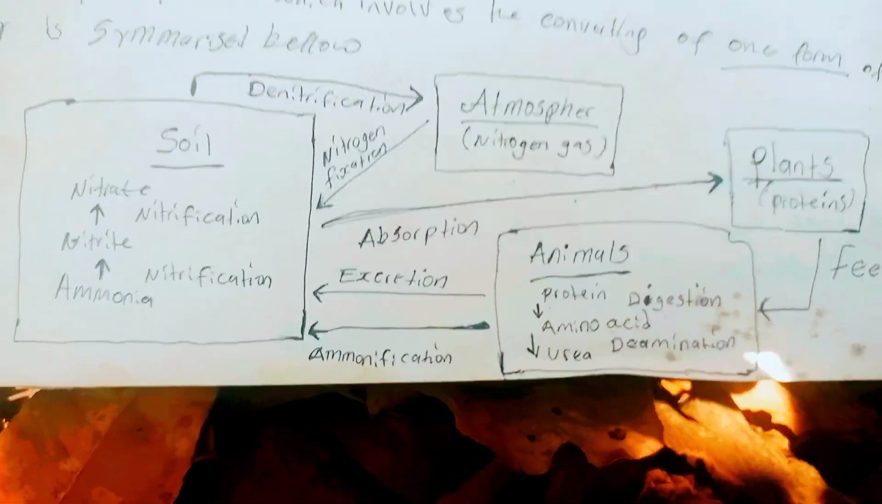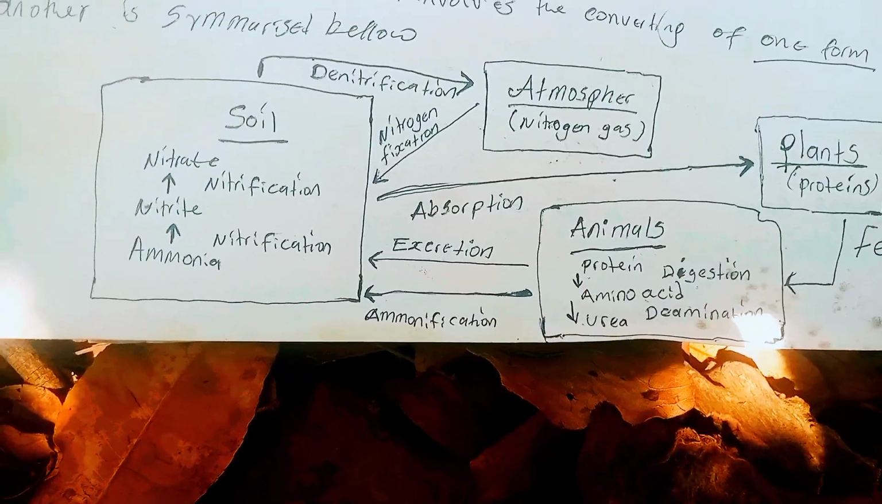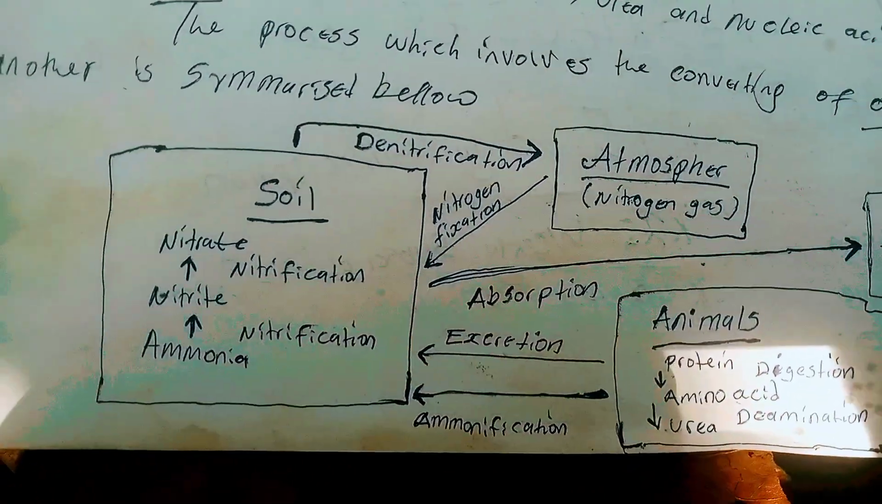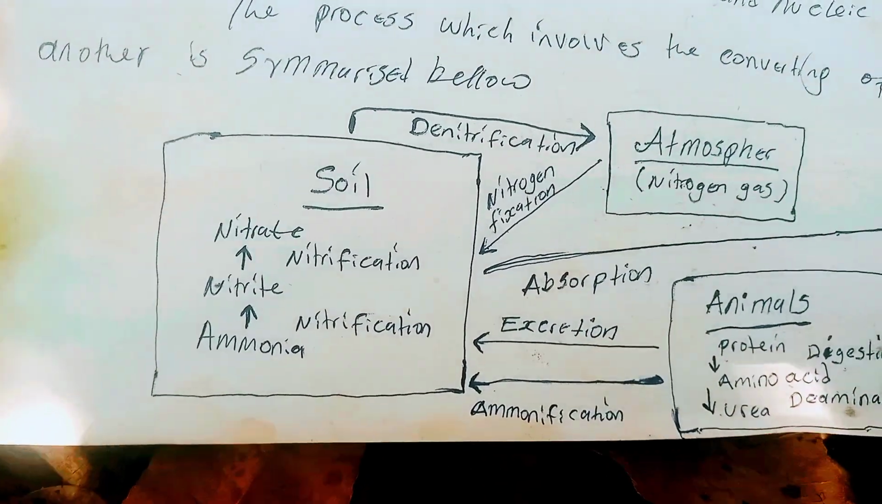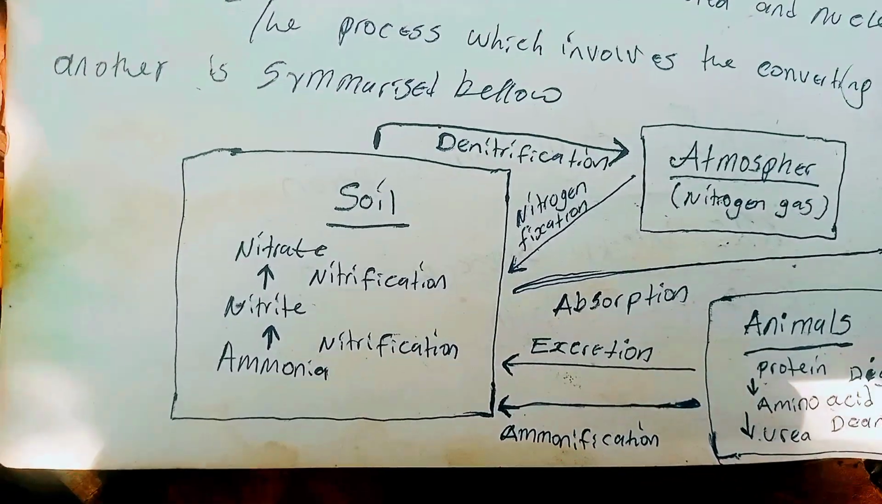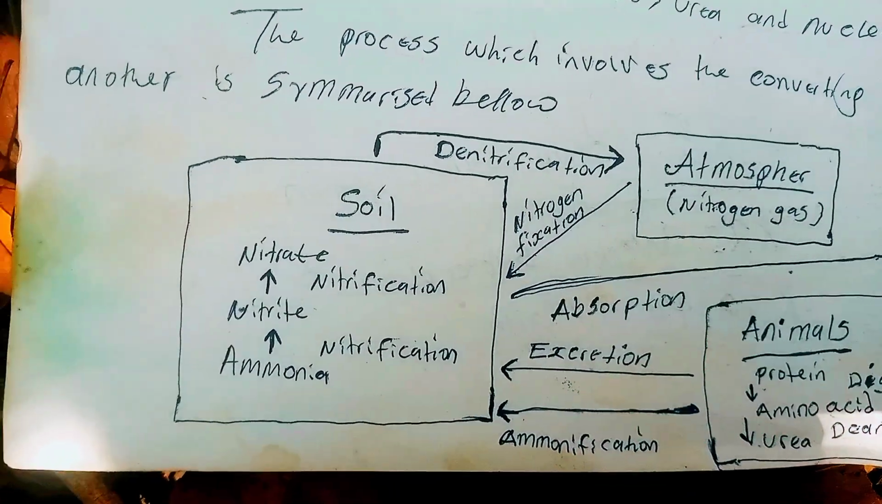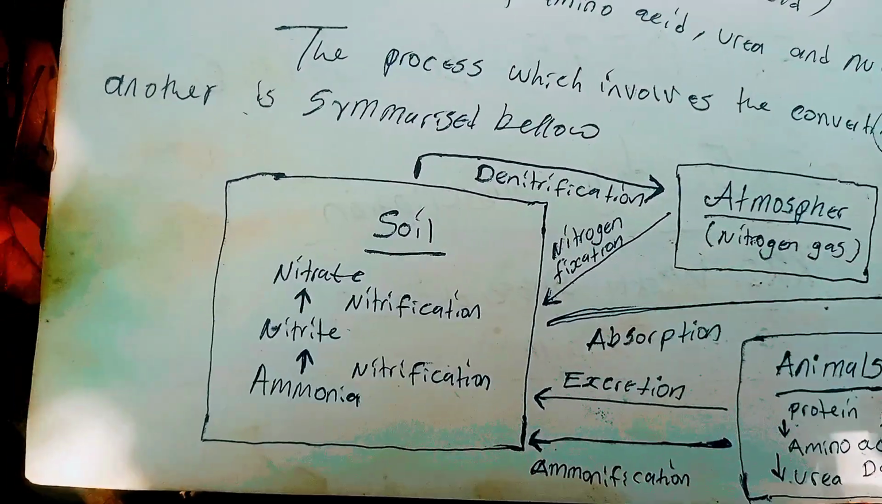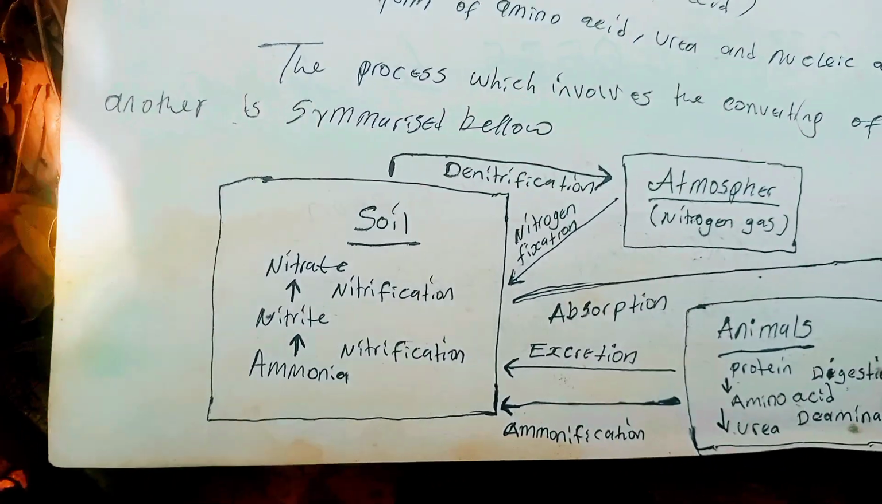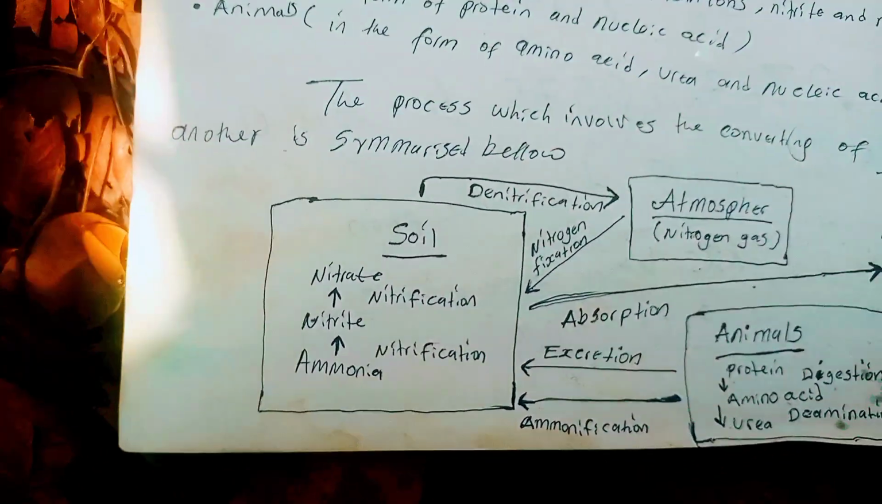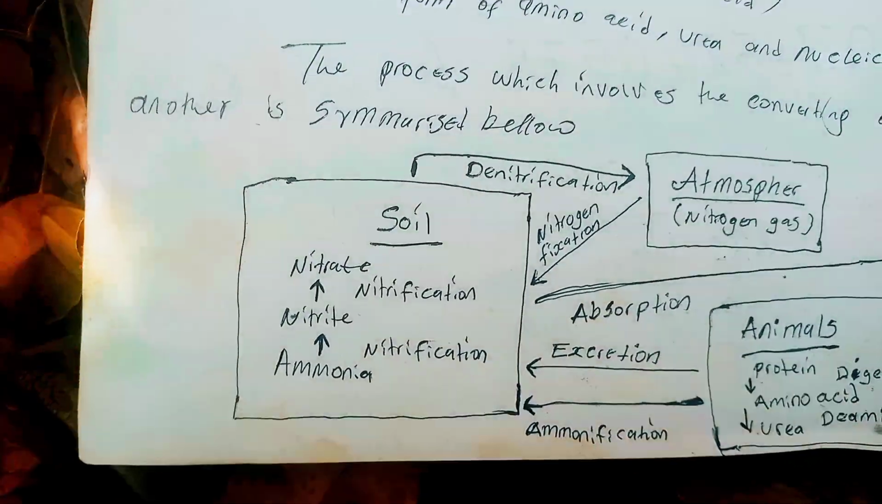From there, ammonification occurs by the process of decomposition, by decomposers, which then add nitrogen to the soil.